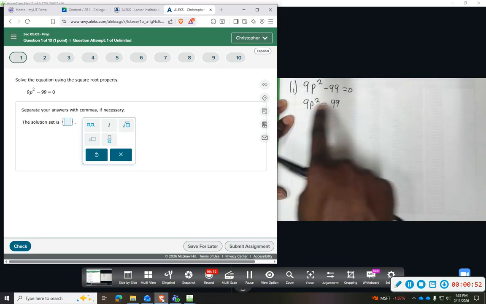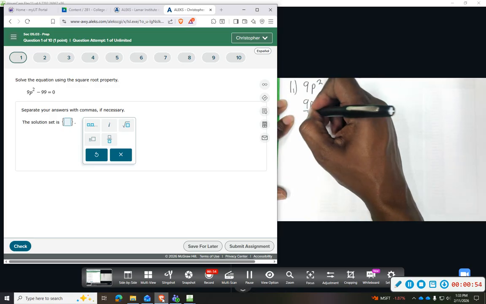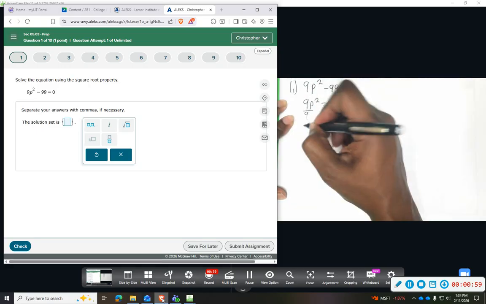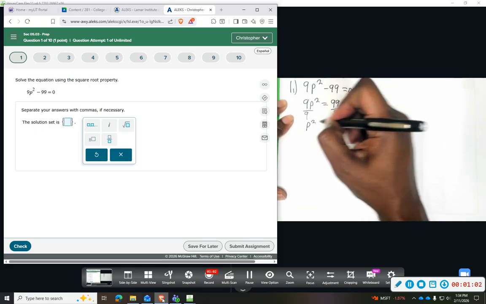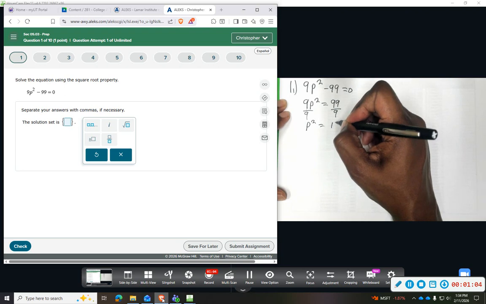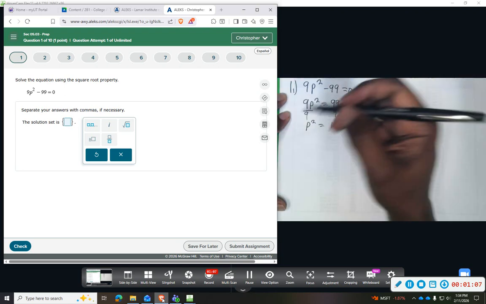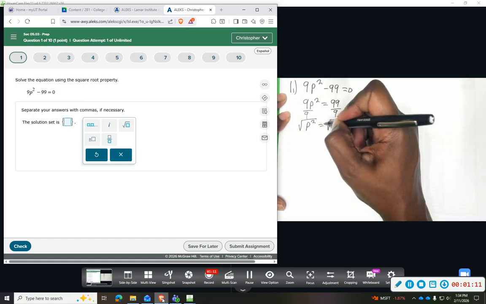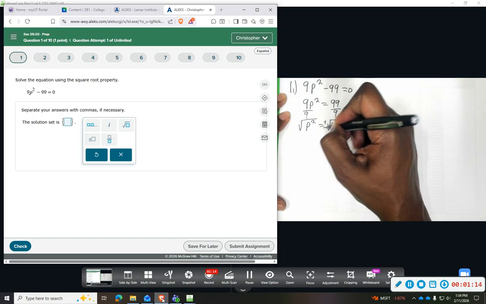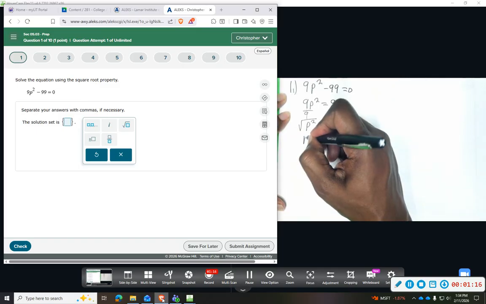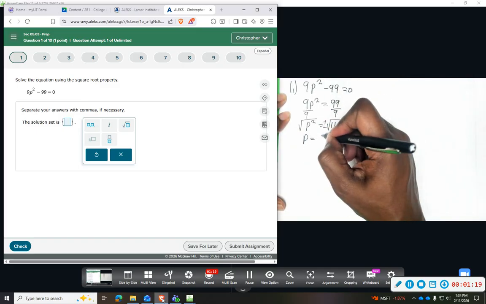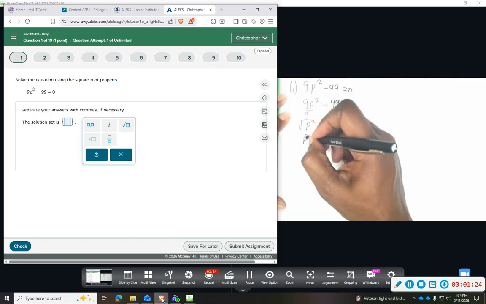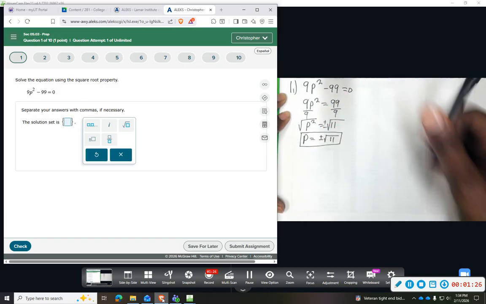We're going to divide by 9 to get the 9 away from the p squared. And that will give us p squared equals 11. And then to get p by itself, we're going to take the square root. So here's that square root property. When you take the square root of a number, you got to remember positive or negative. And so we have p is going to be equal to the positive or negative square root of 11. And that is about all we can do.